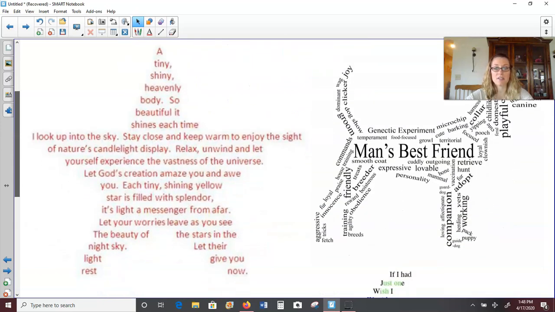So this first shape you could see, hopefully, is a star, and the poem is about stars. It says, a tiny, shiny, heavenly body, so beautiful it shines each time I look up into the sky.